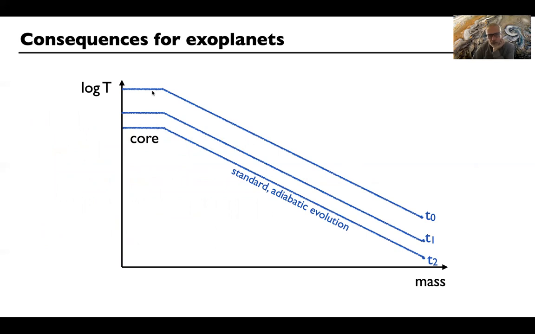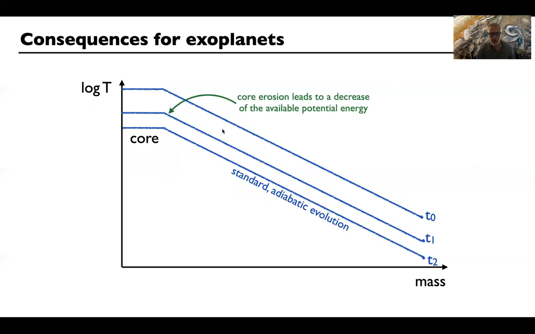You have a core that's thought of being relatively inert, okay? And then as a function of time, you will have entropy and temperature that go down, and you follow an adiabat because you're fully convected. That's really the standard picture, and you're controlled by the atmosphere here. But now we have these two effects.